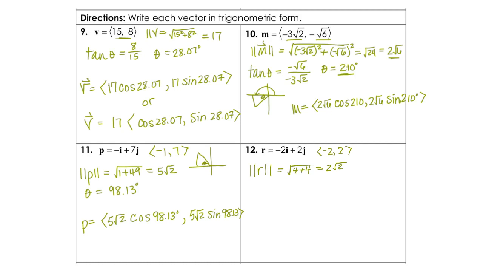And then you're going to go through and find your theta. And again, keep in mind that this would be back here in this quadrant. And so what you find, you're going to have to subtract from 180. And so your theta here is going to end up being 135. And so your vector R is going to be 2 root 2 cosine 135, and then 2 root 2 sine 135.